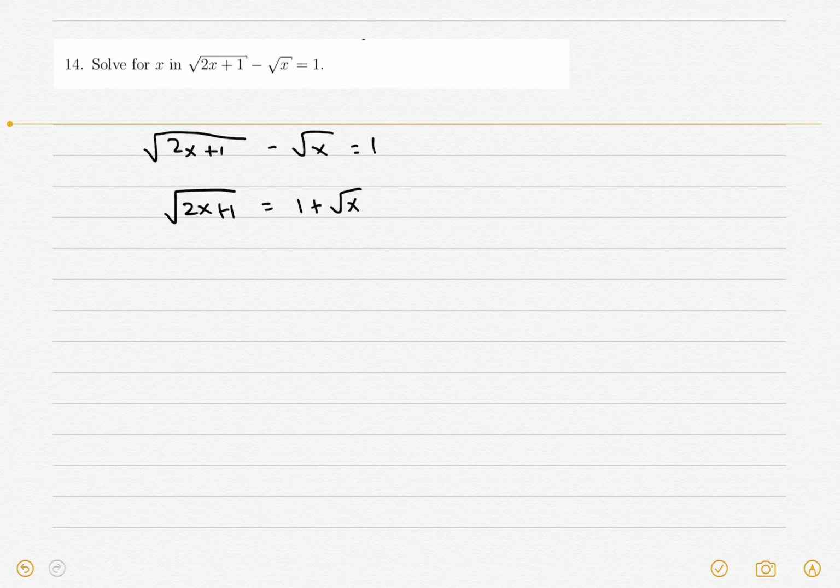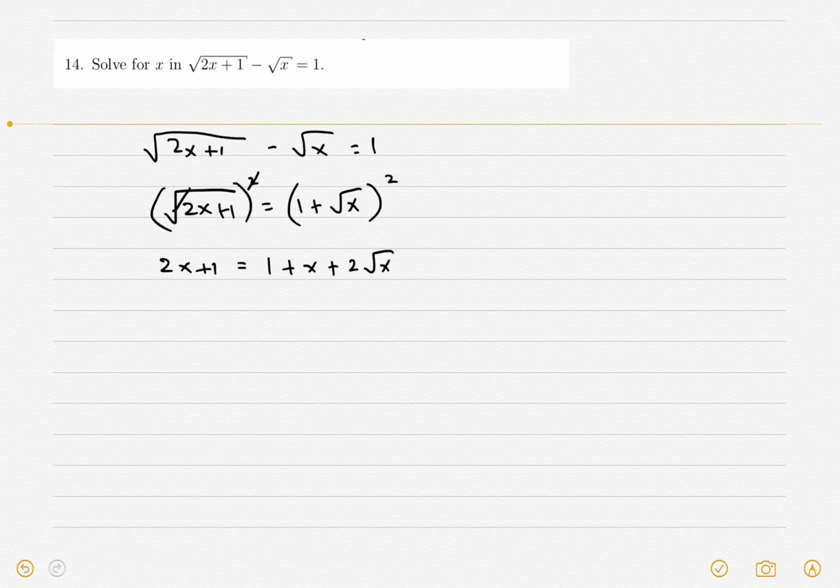So, paano ba tinatanggal yung radical sign? I-square lang natin yung both sides ng ating equation. Ito, may eliminate natin as well as this exponent of 2. Magkakaroon tayo ng 2x plus 1. At ito naman sa right side, magkakaroon tayo ng 1 plus x plus 2 square root of x.